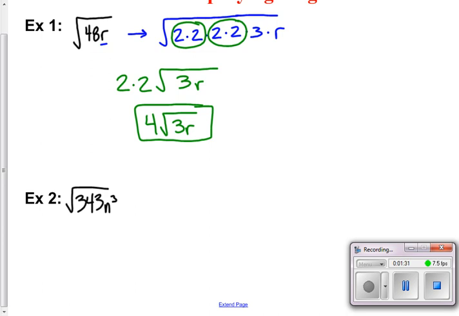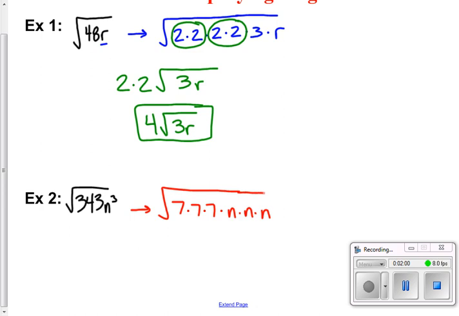Same in example 2. Again, prime factorization. I'm going to use prime factorization here, and 343 is divisible by 7. When I divide 343 by 7, I get 49, and 49 can break up into 2 7's. So basically 7 cubed gives us 343. And then I have n cubed, which is basically 3 n's.